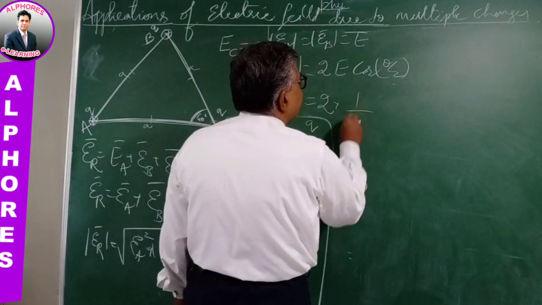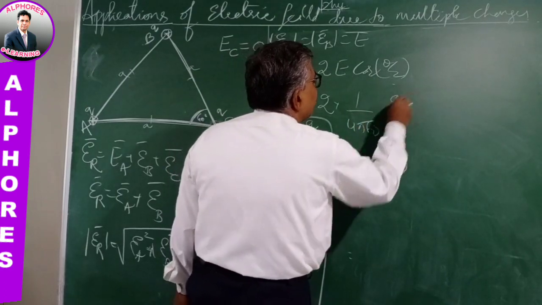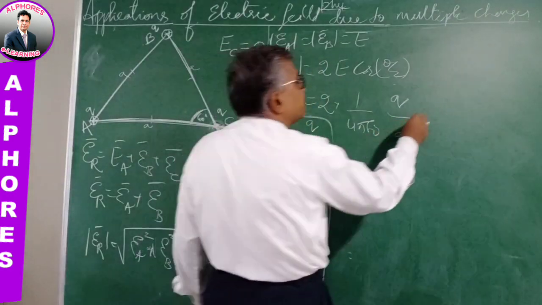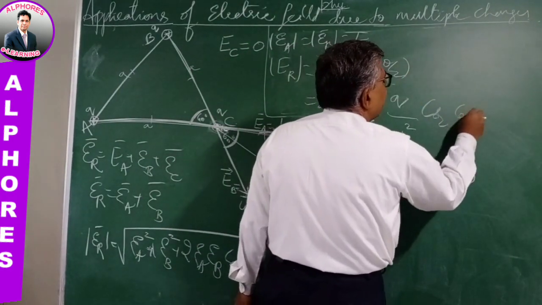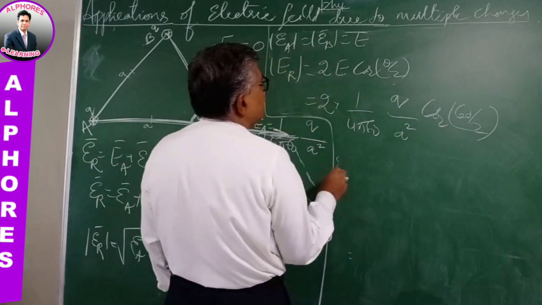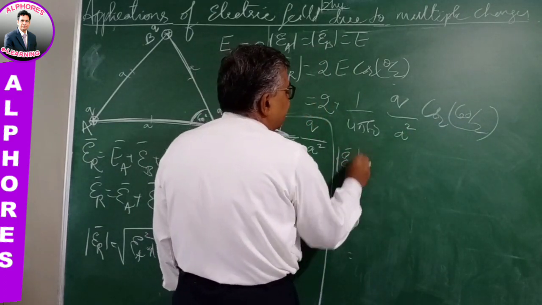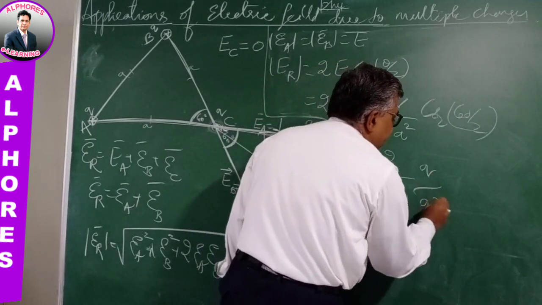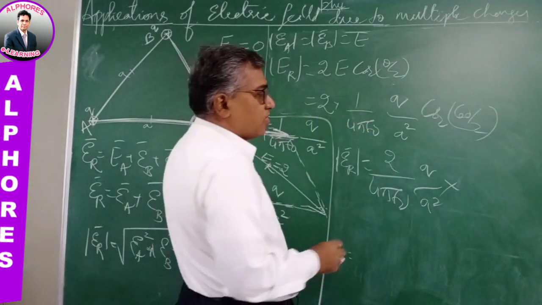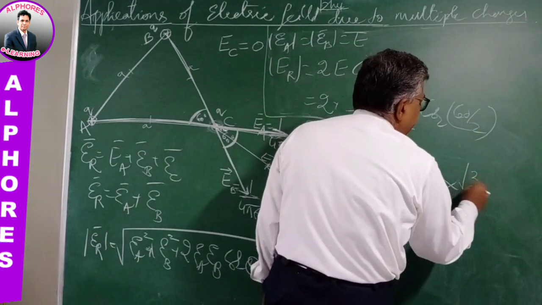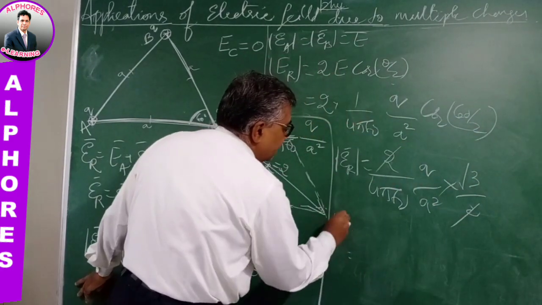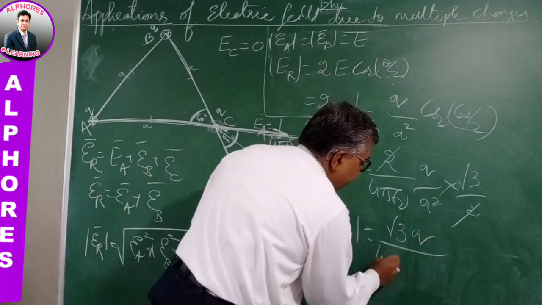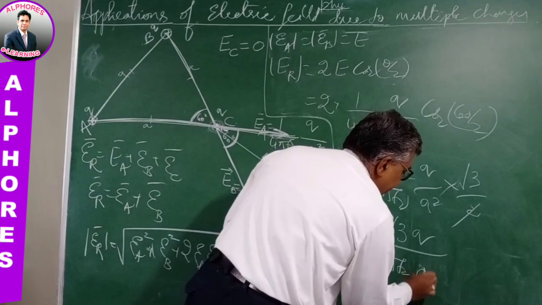So it's 1 by 4 pi epsilon naught Q by A square times cos of theta by 2. It's cos 60 by 2. So therefore the magnitude of the resultant electric field is 2 times 1 by 4 pi epsilon naught Q by A square cos 60 by 2, that is cos 30. We know cos 30 is root 3 by 2, the 2 cancels. So the magnitude of the resultant is root 3 Q by 4 pi epsilon naught A square.